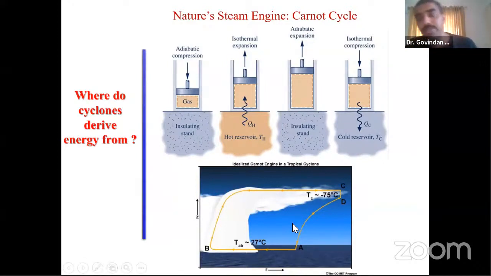So basically, you have all the four steps there: adiabatic compression, isothermal expansion, adiabatic expansion, and isothermal compression. It goes through all this. I'm not going into details of this. The tropical cyclone, in the same way, also goes through all these four steps and converts the heat energy, latent heat energy, into mechanical energy, which is used for destruction.